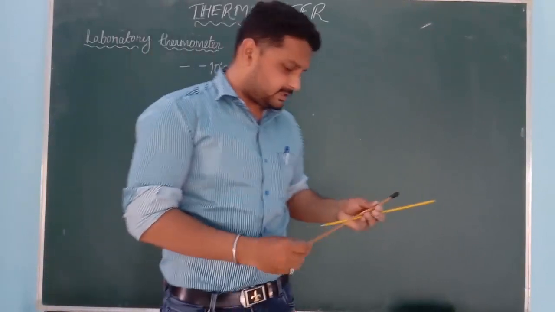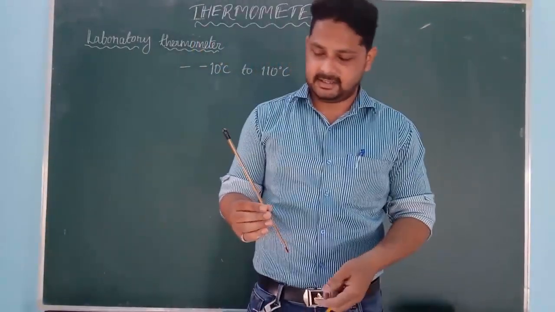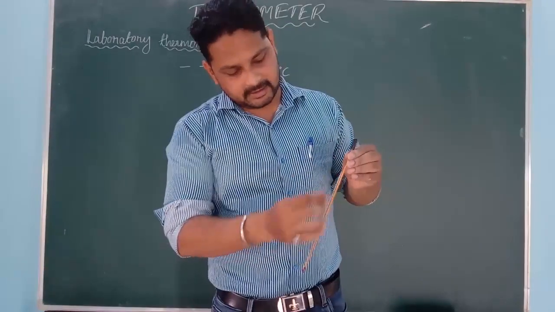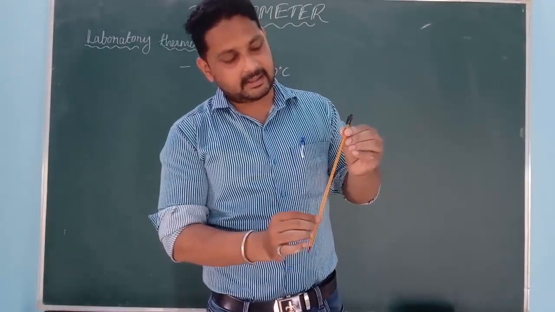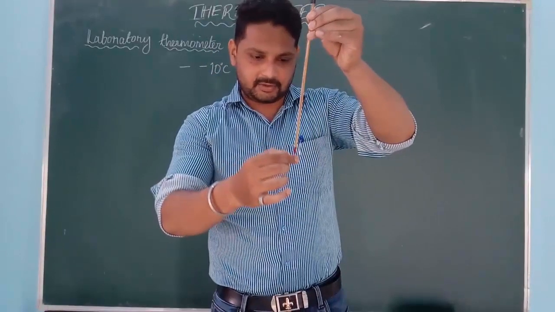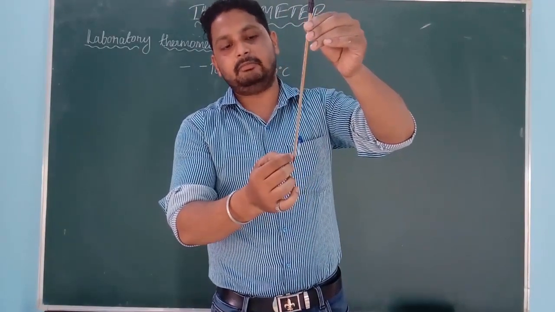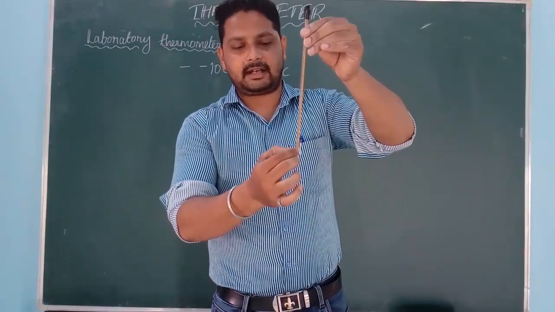Okay, so this is a laboratory thermometer. The measurement in this case is given in degree Celsius. The red portion that you see here is actually the bulb. It contains the mercury liquid, and it rises inside.